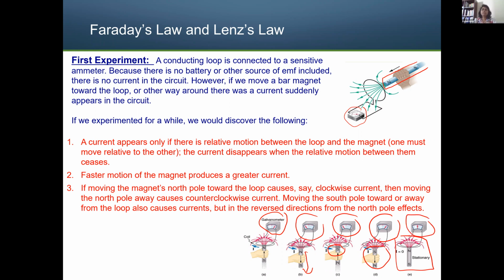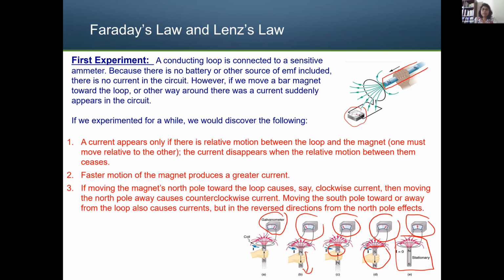After observing all these things together, what he thought is, okay, for this deflection to happen, there should be some kind of relative motion between the coil and the magnet. Then an induced current is happening in the wire, right?